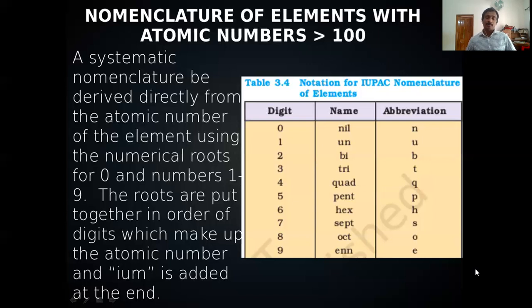So for example, what is the name for 115? 115. 1, un. So repeating 1, 1. So un. 5, pent. Unpent. The name should end with the ium. Unpentium. So UUP. Did you understand what is UUP? UUP is unpentium.